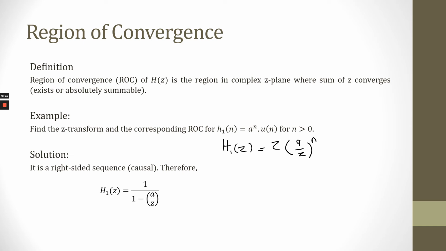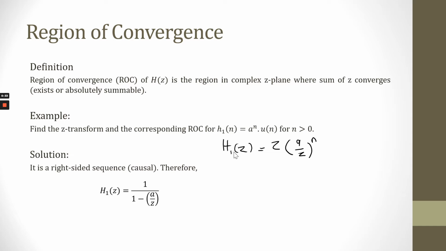Okay, now we move to region of convergence, ROC. ROC of Z transform is the region in complex Z plane where the sum of Z converges or exists or is absolutely summable. For example, we need to find the Z transform and the corresponding ROC for h1[n], which is equal to a to the power of n multiplied with u[n] for n larger than 0.